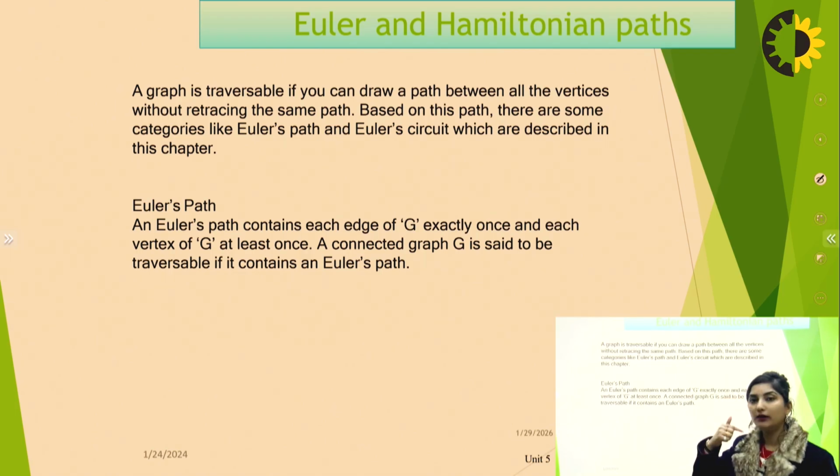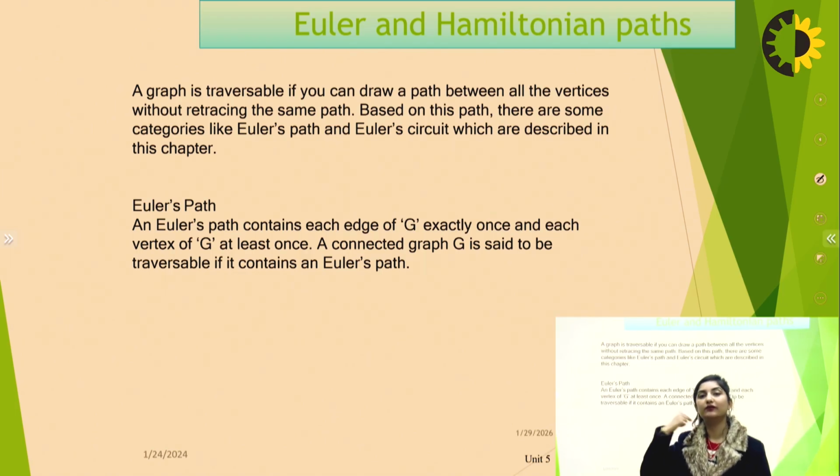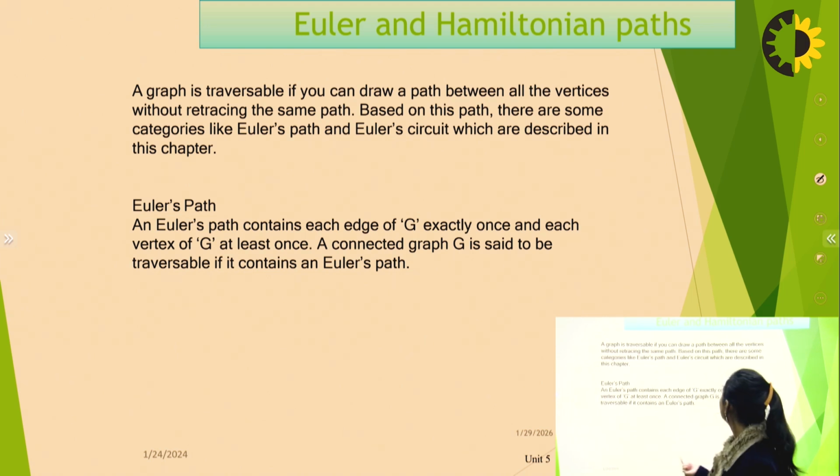So, a Euler path means it is going to traverse every edge at least once, right? Exactly, so it's going to traverse each edge exactly once and each vertex at least once. That's a Euler path. So every edge it has to traverse only once, but each vertex at least once, right? And a connected graph is said to be traversable if it contains a Euler path.